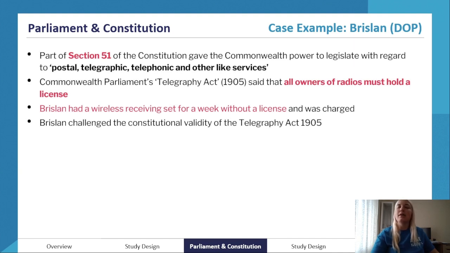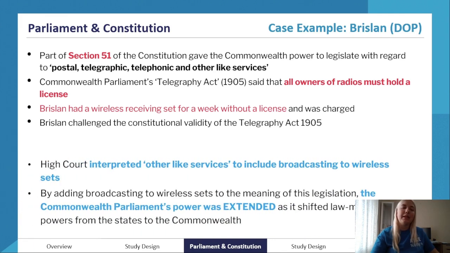Okay, our next case is the Brislin case. So part of Section 51 of the Constitution gave the Commonwealth power to legislate with regards to postal, telegraphic, telephonic, and other like services. So basically, technology. And this is a section of the Constitution, so this makes this an exclusive power for the Commonwealth, okay? Belonging to the Commonwealth only.